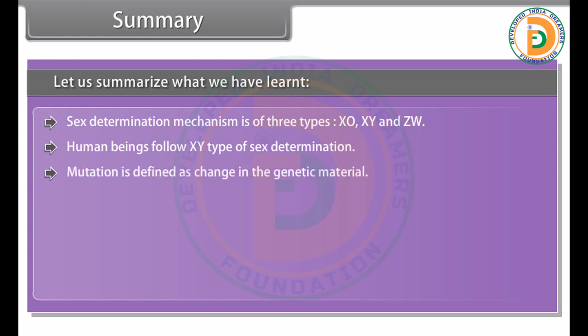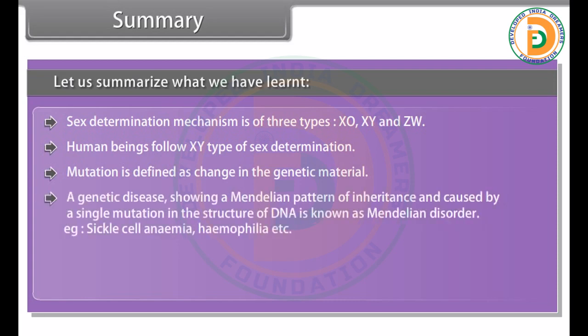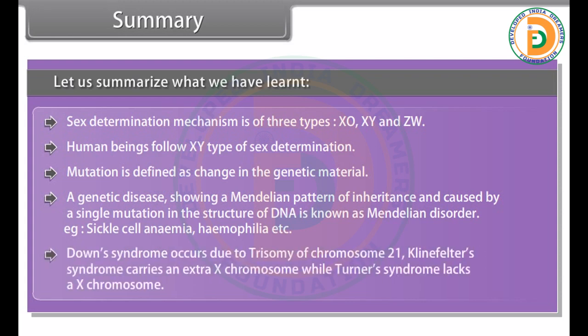Mutation is defined as change in the genetic material. A genetic disease showing a Mendelian pattern of inheritance and caused by a single mutation in the structure of DNA is known as Mendelian disorder. Example: sickle cell anemia, hemophilia, etc. Down syndrome occurs due to trisomy of chromosome 21. Klinefelter's syndrome carries an extra X chromosome, while Turner's syndrome lacks an X chromosome.